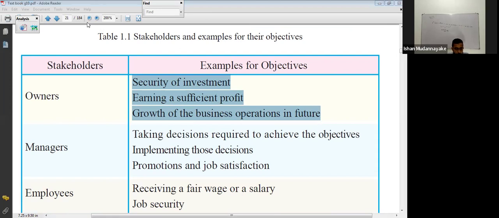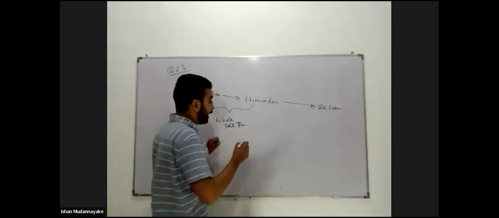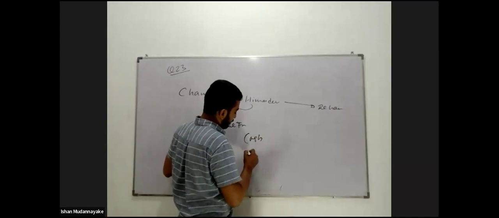Right, read the note. Security of investment, earning a sufficient profit, growth of the business operations in future. Expectations of owners. Security of investment. Owner has provided required capital for the business organization, cash or any other property.